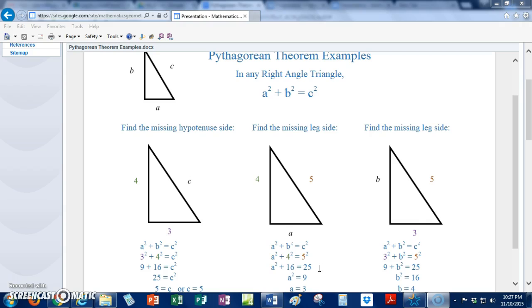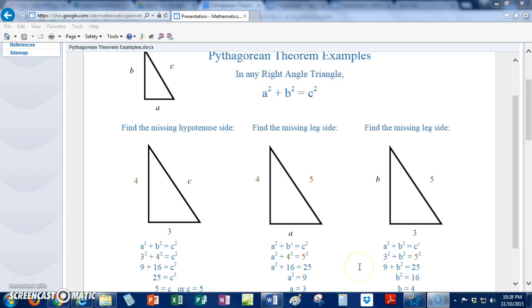Now in order to do that, we're not going to add this time, we're going to subtract 16 from both sides. So subtract 16 here, and that gives us 0, so we get a squared plus 0, which is just a squared. And then here we get 25 minus 16, which is 9. Again, taking the square root of both sides, you get a is equal to 3.